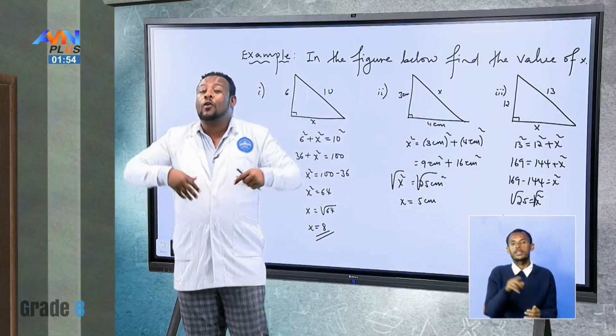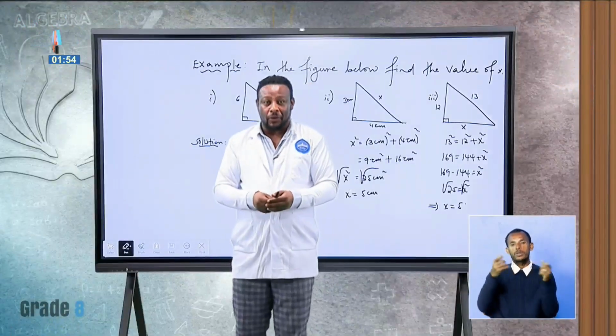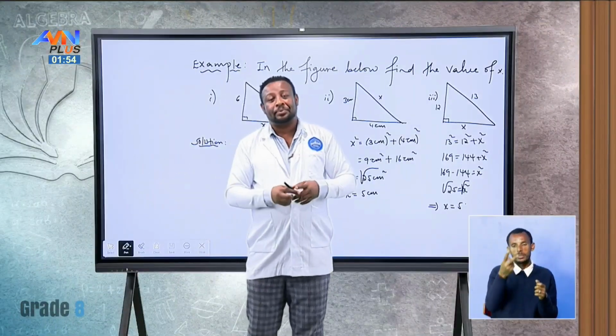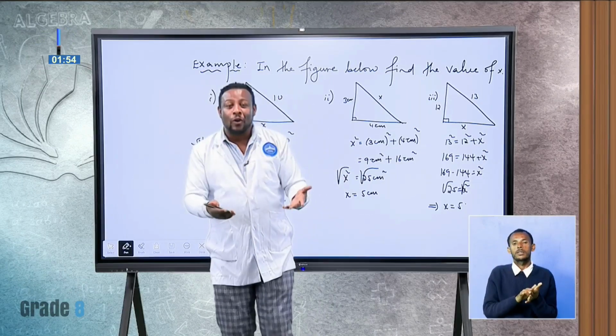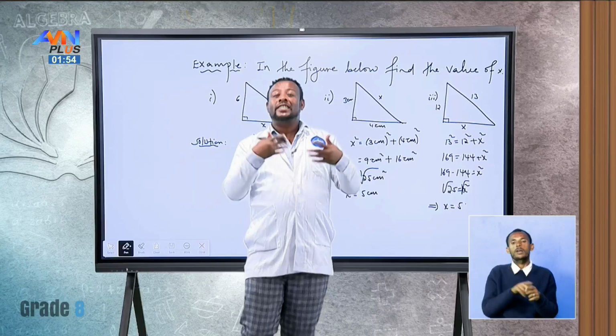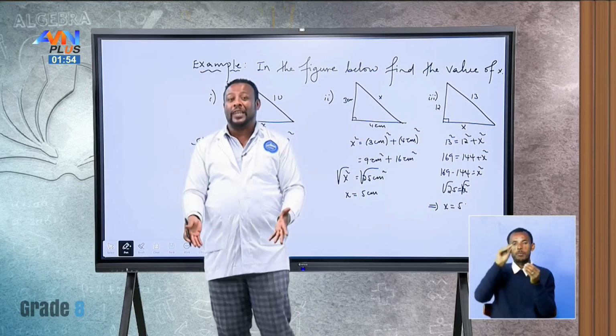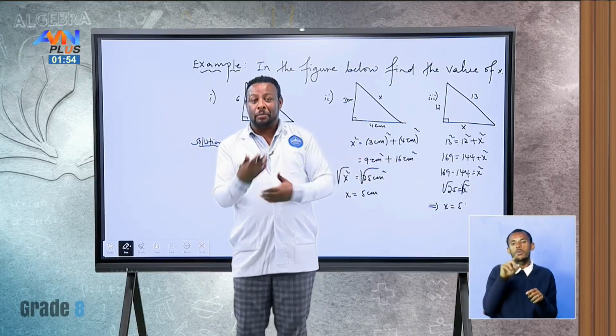There is also a converse of Pythagoras theorem. Already we have seen that Pythagoras theorem says the square of the length of the hypotenuse is equal to the sum of the squares of the two legs, and we have seen how it can be proved.